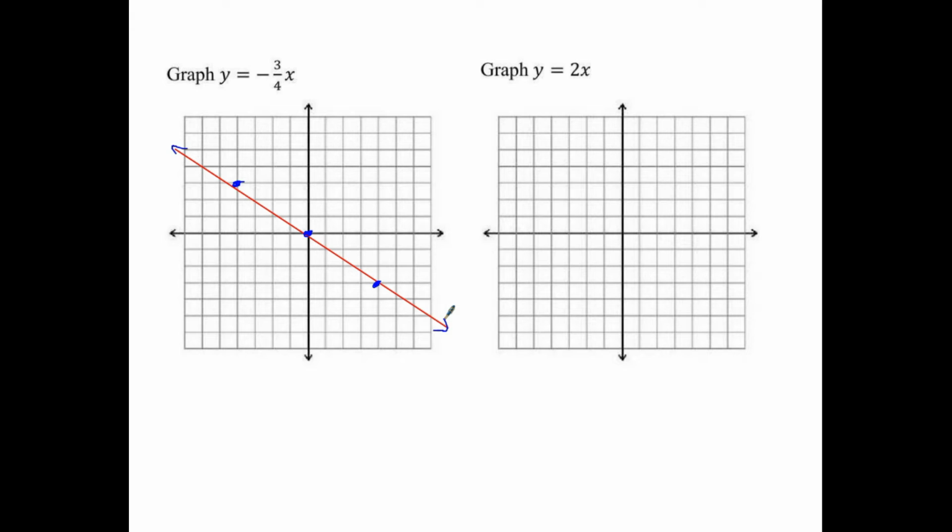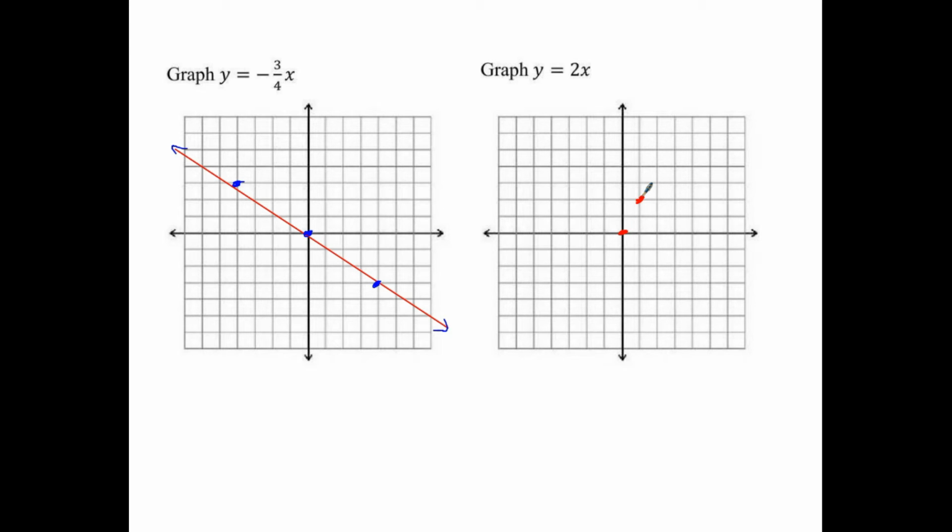So let's take a look at the last one now. What do? Tell me something about this line. It's going to be going up when we're done. And what else? It goes through the origin because it's direct variation. So where do we start? Put a dot on the origin and then up 2 and then to the right 1.